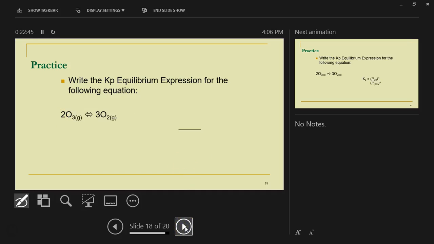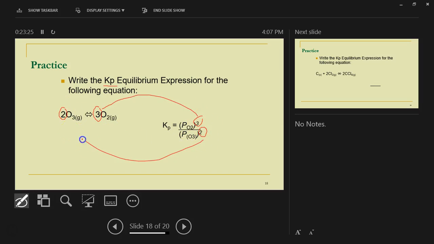All right, pause the video and write the Kp expression for the following reaction. Hopefully you saw it's already balanced. Hopefully you saw that it has only gases. They told me to write a Kp, so I'm using the parentheses and making Kp equal to the partial pressure of oxygen gas raised to the power of its coefficient and the partial pressure of ozone raised to the power of its coefficient. That's where these numbers came from. They were the coefficients.